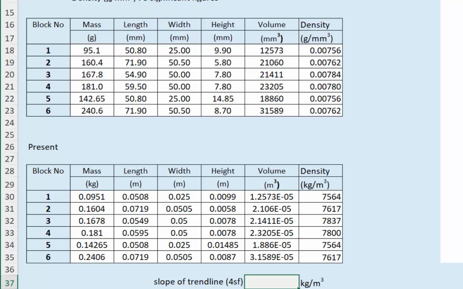Finally, the slope of the trend line is called for. So of course this is equals slope, open bracket, mass is on the y-axis, place the comma, and then volume on the x-axis gives us the slope of the line, which of course is our best estimate of the density of the metal.